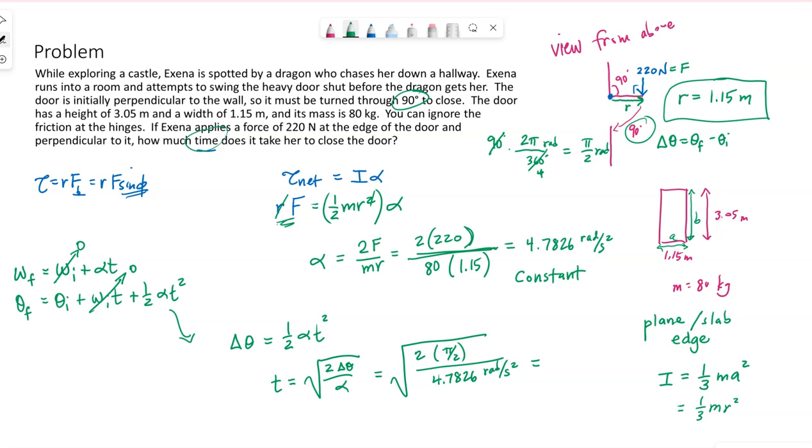Now to finish my calculations, let's see, where's my pi button on this calculator? There we go. I'm getting 0.81 seconds. Is the time it would take to close the door. So relating a force to motion typically requires Newton's second law. And then because the acceleration is constant, we can use the kinematic equations as well.